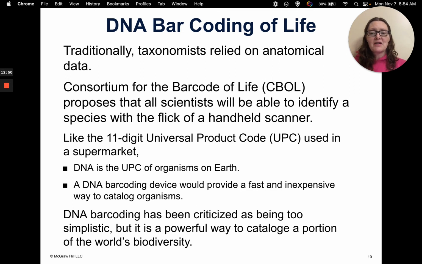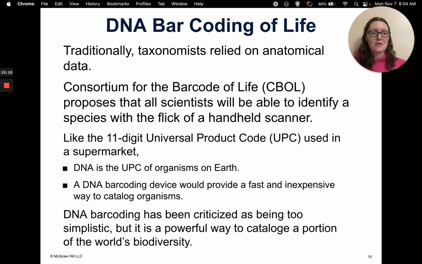But then the Consortium for the Barcode of Life proposes that all scientists will be able to identify a species with the flick of a handheld barcode scanner. That's kind of cool. Like the 11-digit Universal Product Code, the UPC used in supermarkets, the scanners on the barcode on products. The DNA is the UPC of organisms on Earth.